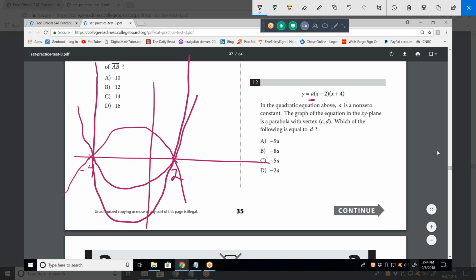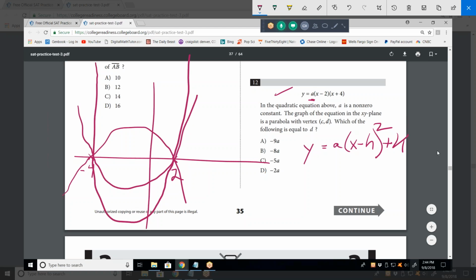Okay, now the vertex is at C comma D. What's the vertex format for a parabola? Oh, I do not remember the equation. This is the most important one to remember. There's actually two. This is the X-intercept format. Here's the vertex format. Believe it or not, those A's are the same. Okay?